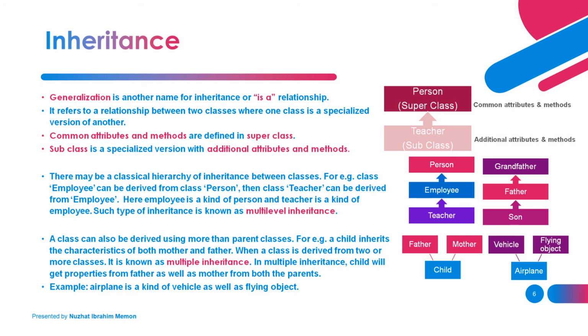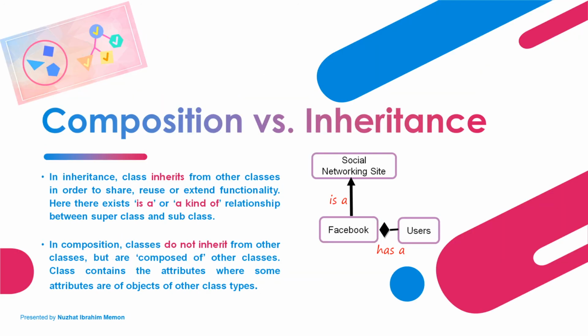And last topic for today's lecture is composition versus inheritance. In inheritance, classes inherit from other classes in order to share, reuse or extend functionality. In inheritance, we have an is-a or a kind of relationship between two classes, that is superclass and subclass. Whereas composition builds a has-a relationship. Here you can see Facebook is a social networking site. So relationship between Facebook and social networking site is inheritance. Whereas Facebook has millions of users. So the relationship between Facebook and user is an aggregation or composition.